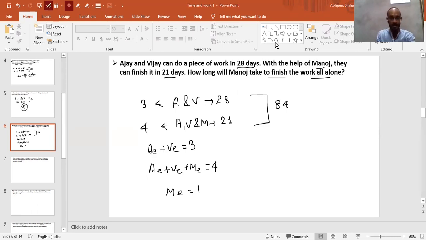Sankalp said 84 days, and Shreya Varshini said 12 days. No, Shreya, it will not be 12, because we don't have to just add 4 and 3 and divide 84. Sagar said 84. Yeah. You got the point. What we need to calculate is how long Manoj takes to finish the work all alone, which means we need to calculate the efficiency of Manoj, and the total work will be done by Manoj only. So the time that Manoj will take to complete this entire work all alone is 84 upon 1, which is nothing but 84 days.